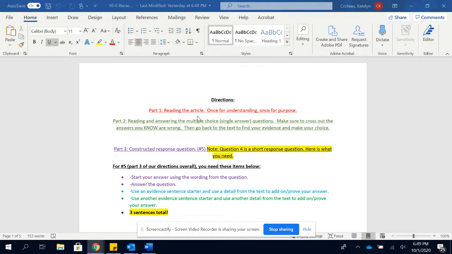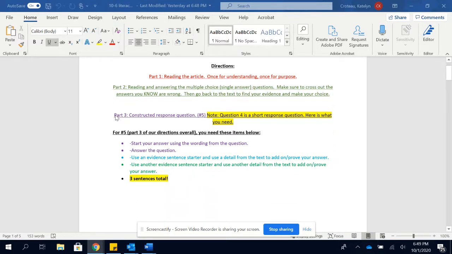Part 2, you want to read and answer the multiple choice. Those are single answer questions. That means you pick one answer. Make sure to cross out the answers you know are wrong. Those are called distractors. You want to cross them out. Then you want to go back to the text to find your evidence and make your choice. That's the correct answer. Remember, you're only choosing one at this stage.